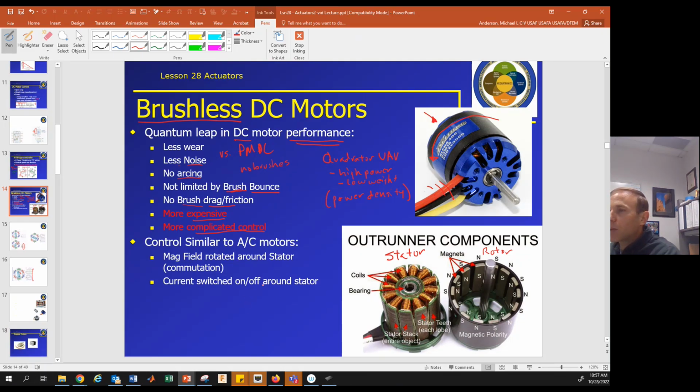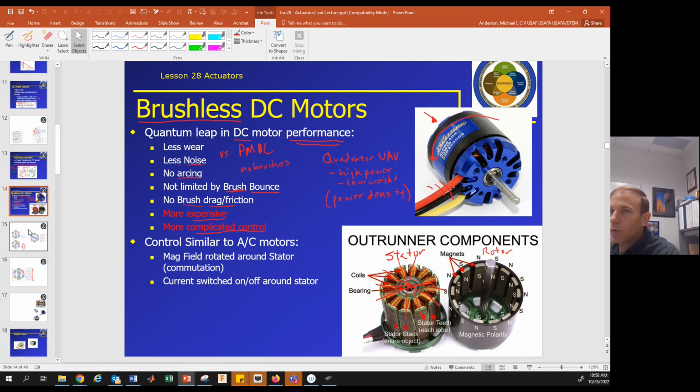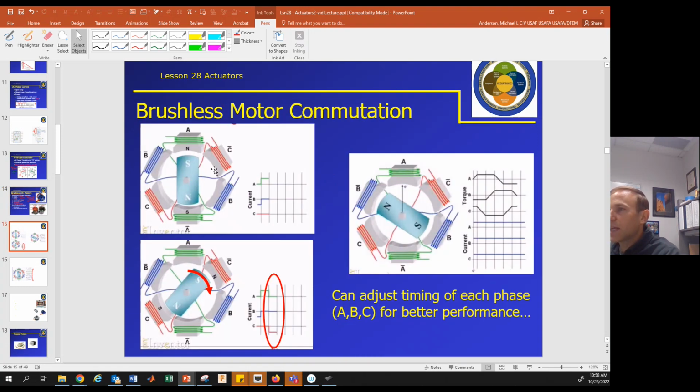So to make this work, we have to switch current on and off around the stator to turn these various windings on and off in a certain sequence. And we'll talk about that really quickly here. Next. Okay. So this is a simplified version of a brushless motor. Usually, like you saw in the previous slide, there's more windings than what we're going to see here. But this has 3 sets of windings, A, B, and C.